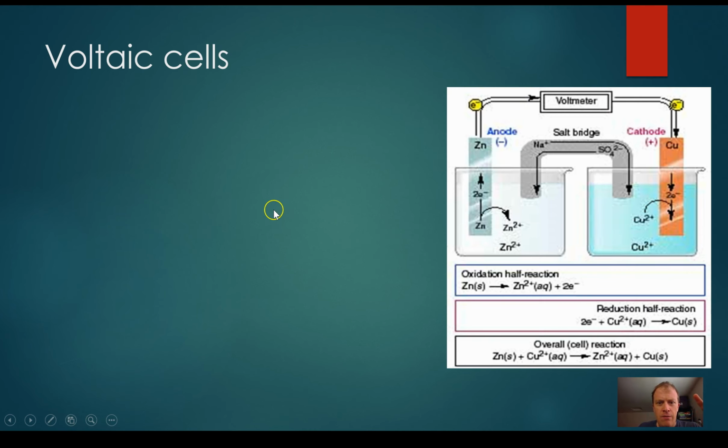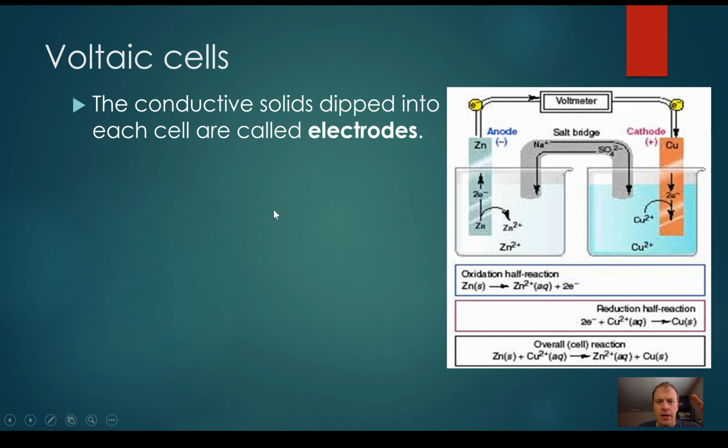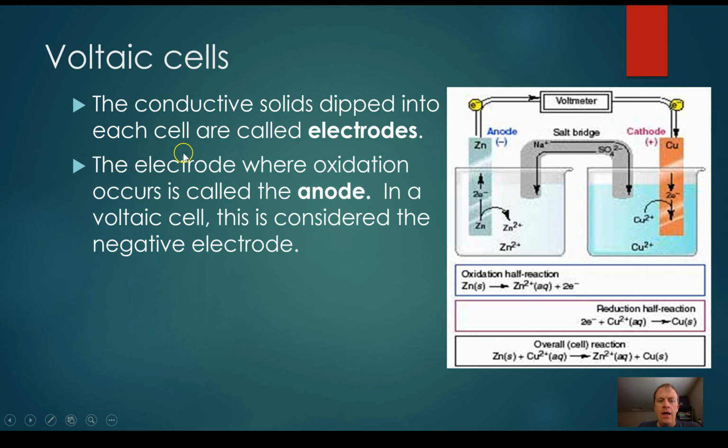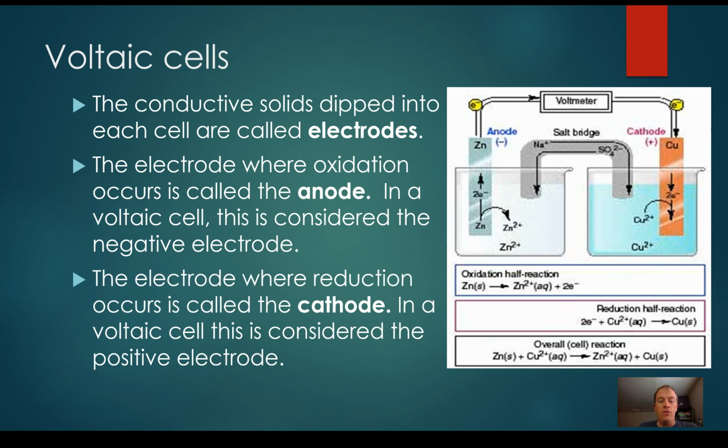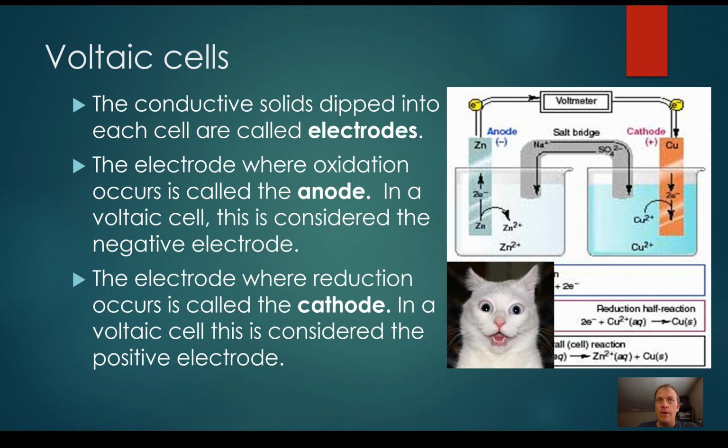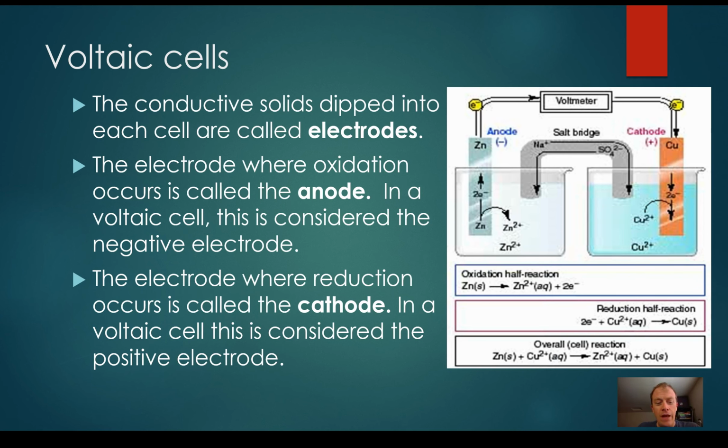So here we have a little schematic or an example of a type of galvanic cell. So the whole thing is a galvanic cell. These are half cells. The conductive solids, these things are called electrodes. So there's an electrode in each cell of some kind. And the electrode where oxidation is taking place, or really it should say the cell where oxidation is taking place, is called the anode. In a voltaic cell, this is considered the negative electrode. And then the electrode where reduction takes place is called the cathode, I'm sorry. That's considered the positive electrode.